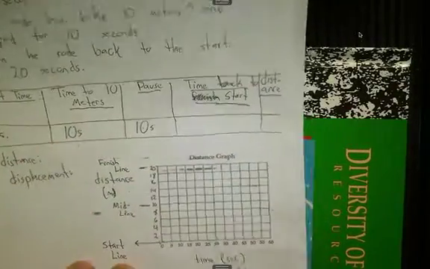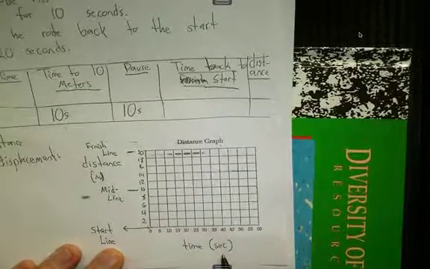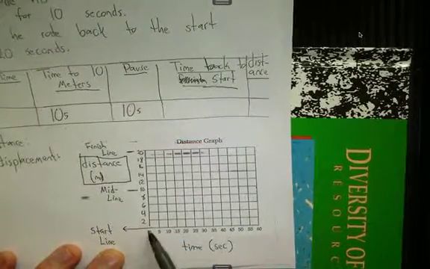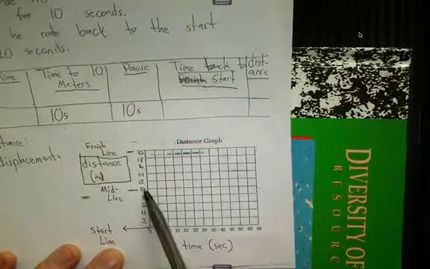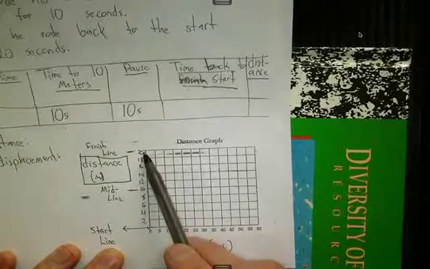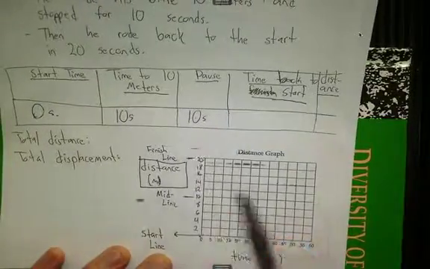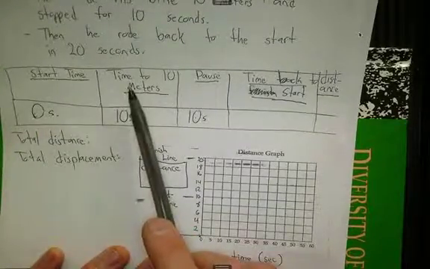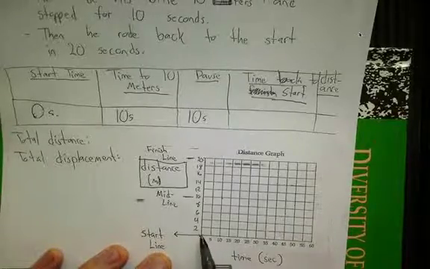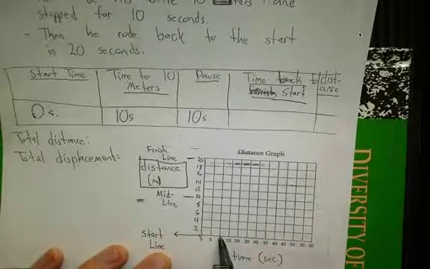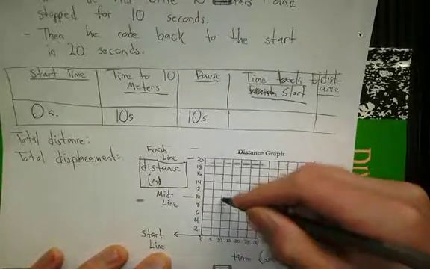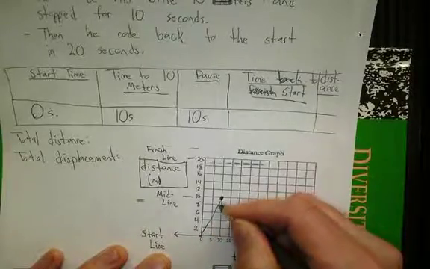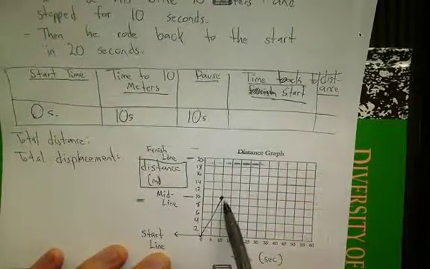If we look at our distance graph down here, we have time in seconds and distance in meters, and I went ahead and labeled the start line. 10 meters away is the midline, and 10 meters further is the finish line. So what did our rider do? He started at 0 meters and went to 10 meters in a time of 10 seconds. So we put a dot, and we connect this line to the origin. We've been doing that; this is what we've been working on.